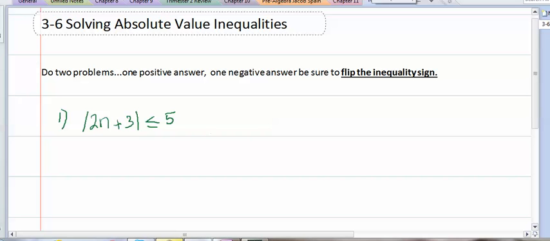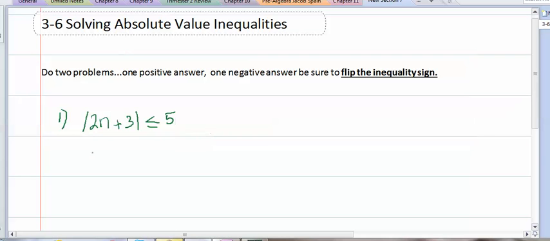Today's lesson is 3-6, solving absolute value inequalities. Just like when you solve absolute value equations, you're going to do two problems. One of the problems is going to be the positive answer, and the other problem is going to be the negative answer. But this time, you need to remember that you're going to flip the inequality around when you write your negative. Okay? So let's go ahead and do this.